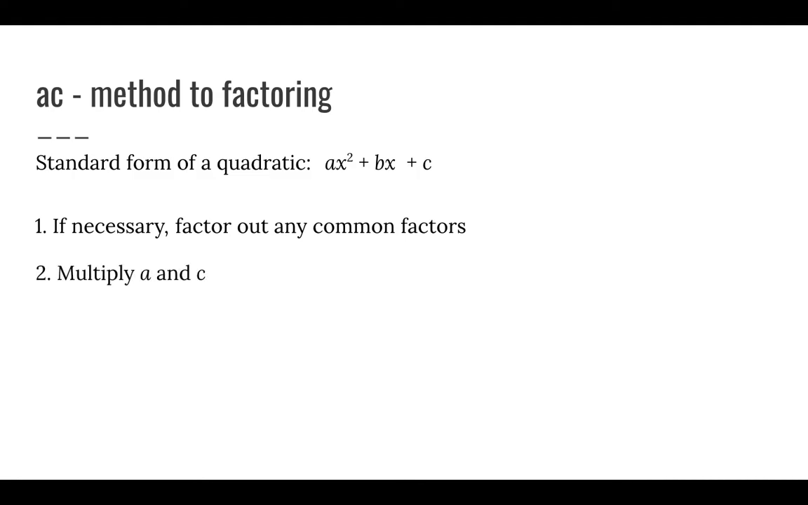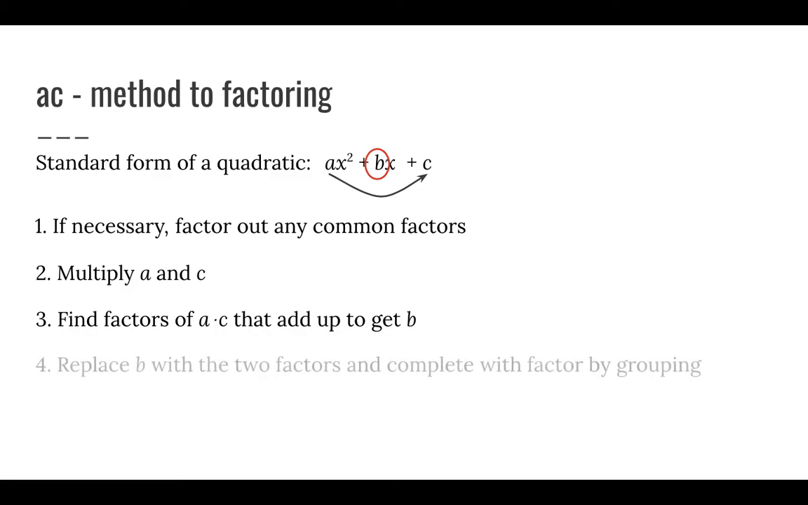If you need to do that, or if you don't need to do that, we're going to move down to step 2. It says multiply A and C. So what that means, the number that's in the A spot of the quadratic and the number that's in the C, or the constant part of the quadratic, we're going to multiply those together to get a number. Step 3, it says find the factors of AC. So whatever number we get after multiplying AC, we're going to find factors of them that if I add them up, I get the middle number B. Step 4, once I find those two numbers, I'm going to replace B with the two factors and then I'm going to complete the problem with factor by grouping.